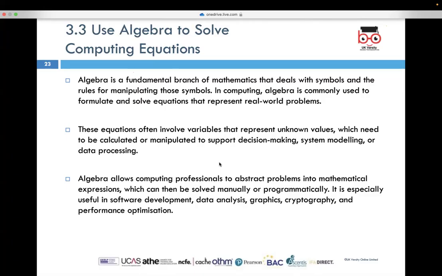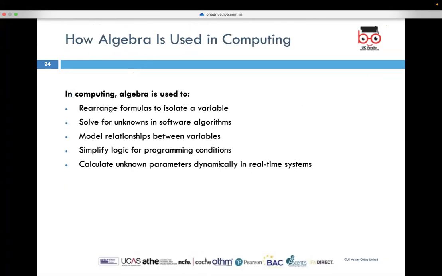Algebra allows computing professionals to abstract problems into mathematical expressions, which can then be solved manually or programmatically. It is especially useful in software development, data analysis, graphics, cryptography, and performance optimization. In computing, algebra is used to rearrange formulas to isolate a variable, solve for unknowns in a software algorithm, model relationships between variables, simplify logic for programming conditions, and calculate unknown parameters dynamically in real-time systems.